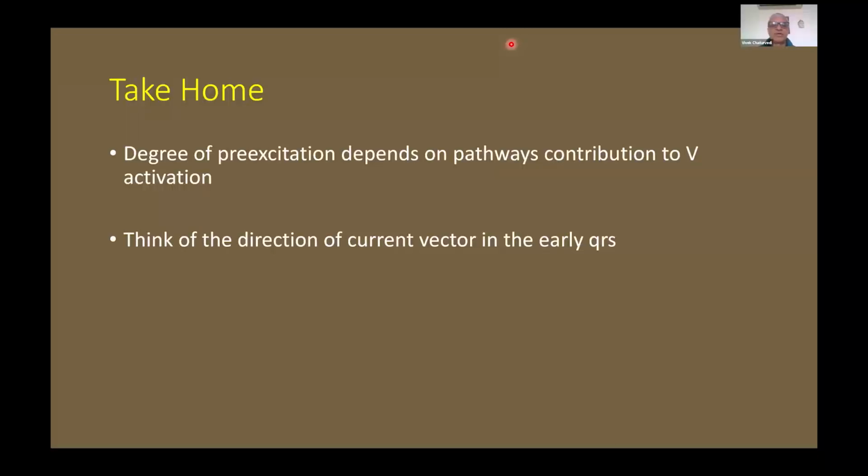And I would like to ask your opinion about two other things which people say about the presence of a pathway. One is loss of septal Q waves and one is short PR. So what is your opinion on these two for suspecting a pathway in a person?